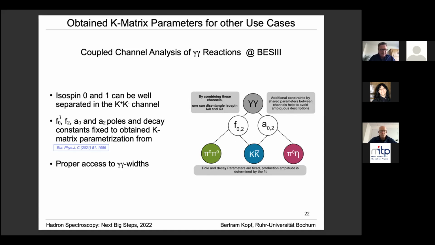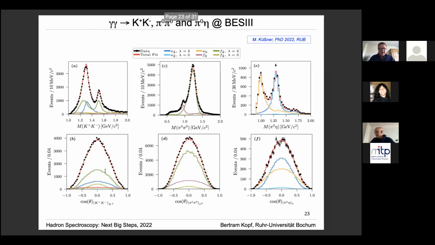Again here for the F2, F0, A0 and A2 waves, we have used this obtained K-matrix parameterizations for the dynamics. And this gives really such good constraints that it is therefore possible to get proper access to all the gamma-gamma widths. Here is a fit result. Black represents the data, and red the fit.